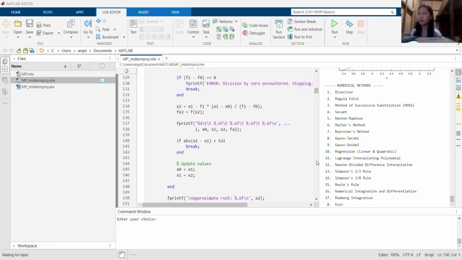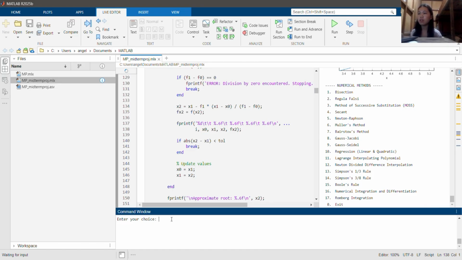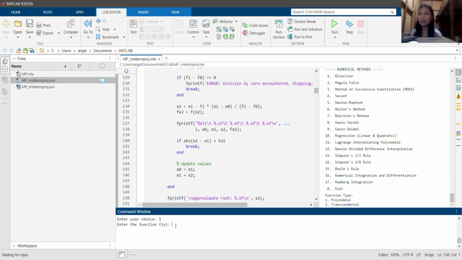So, here is my code. To start, we're going to enter a choice, which is number 1, and it's all about the bisection method. So, enter 1.